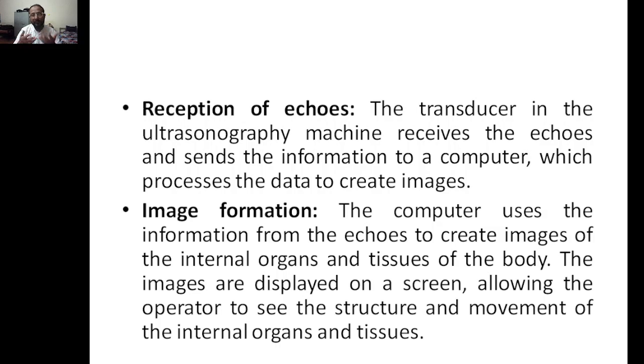Next, reception of echoes. The echoes coming back are received by the transducer, which sends the information to the computer for processing, and then finally image formation. Image formation is all about the computer. The computer uses information from the echoes to create images of the internal organs and tissues of the body. The images are displayed on the screen, allowing the operator to see the structure as well as the movement of the internal organs and tissues.